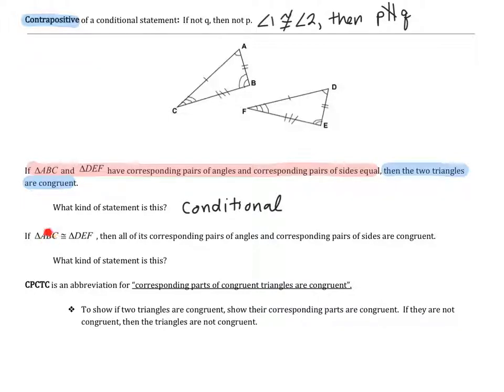Now this next statement says, if the triangles are congruent, then all of the corresponding angles and sides are congruent. So you could see that the blue part is now first, and the red part is now second. So we've swapped the hypothesis and the conclusion. So we call this a converse statement.